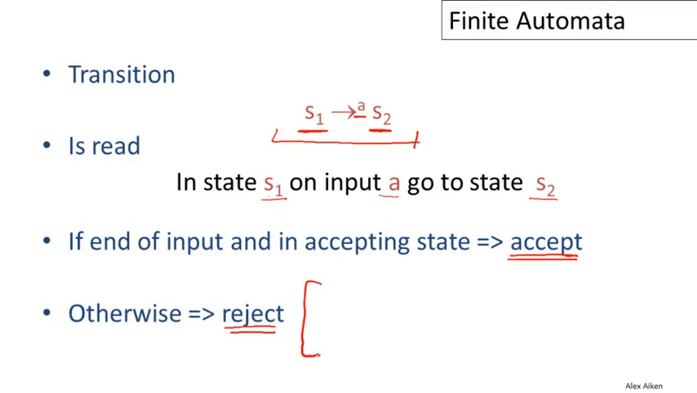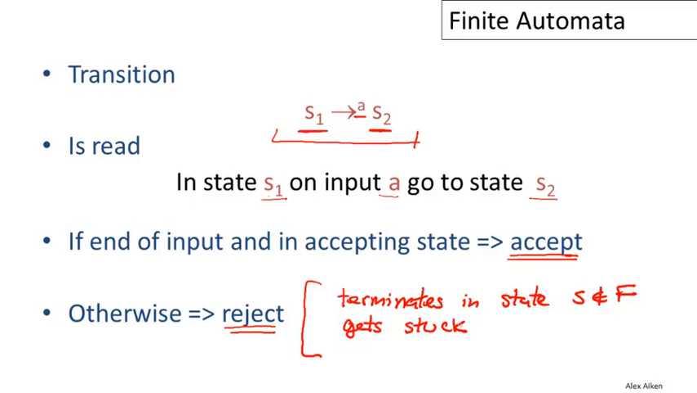Now, what are the situations in which it rejects? Well, if it terminates in a state S that's not one of the final or accepting states. So if it ends in any other state besides one of the accepting states, then it's going to reject. Also, if the machine gets stuck, meaning it finds itself in a state and there's no transition out of that state on the input. So in particular, let's say that it's in some state S and the input is A, and there's no transition specified for state S on input A. The machine can't move anywhere and it gets stuck, and that's also a rejecting situation.